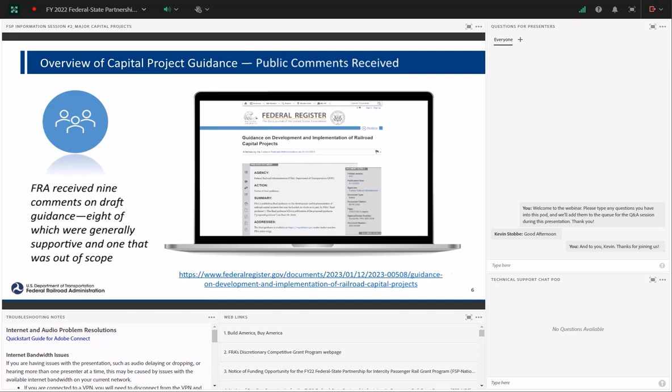The guidance is included within the docket on the Federal Register. So if you go to the Federal Register and look at the notice, on the right-hand side, you'll see the docket, and the link to the actual guidance document is there. Alternatively, it is also located on FRA's website.